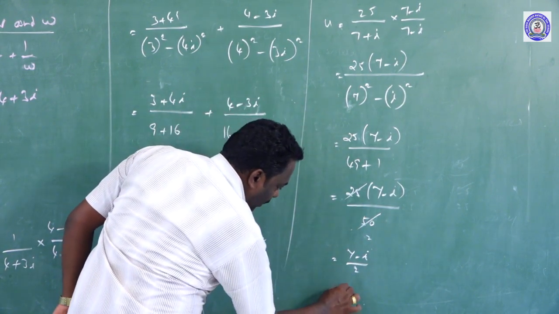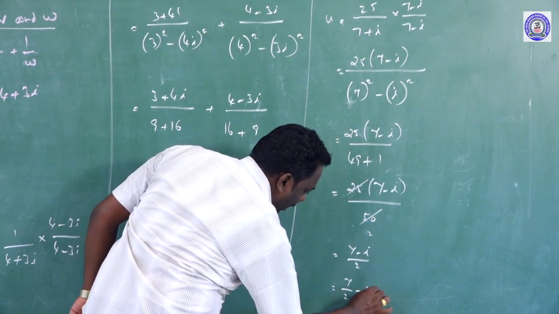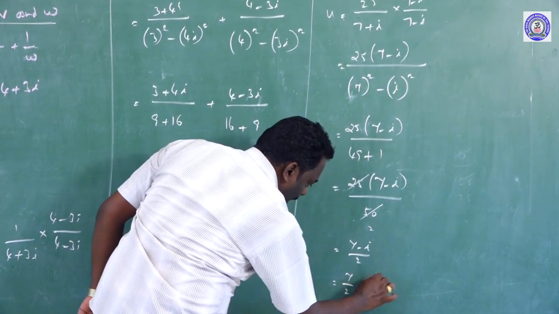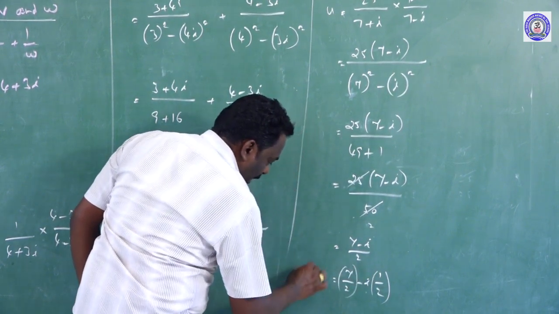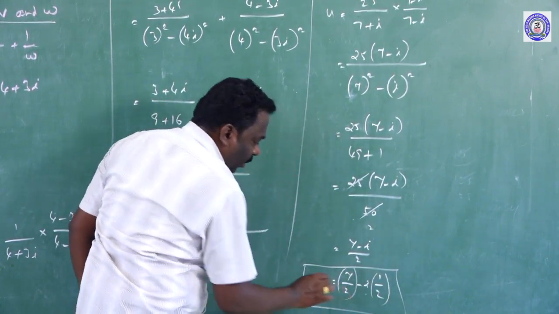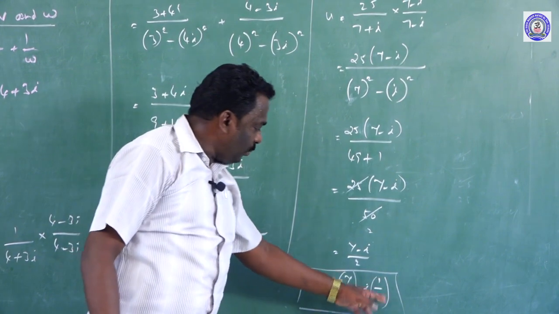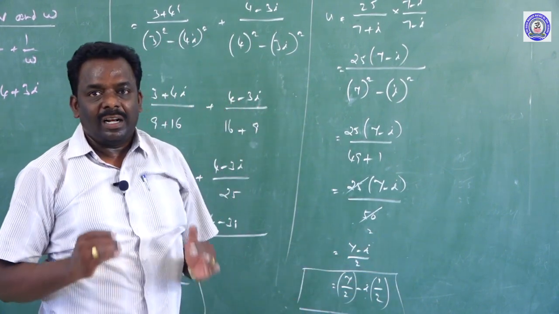Now the final answer is what? 7 by 2 minus i into 1 by 2. That is the real part, and that is the imaginary part. Therefore the real term is 7 by 2, and minus 1 by 2 is the imaginary term. That is the rectangular form.